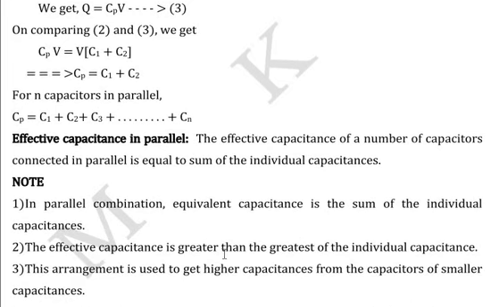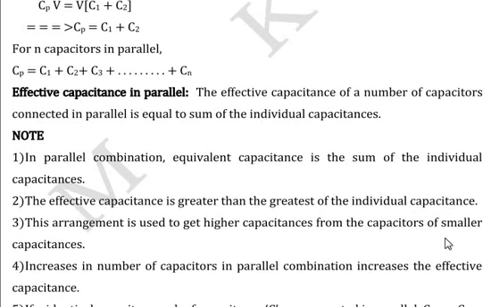The effective capacitance will always be greater than the greatest of the individual capacitances. That means, let us suppose I have 3 capacitors of capacitances 1 farad, 2 farad, 3 farad. So highest is 3 farad. Now if I connect them in parallel, the effective capacitance will be 1 plus 2 plus 3, which is 6, which is greater than the greatest of the capacitances, 3. So the effective capacitance is always greater than the greatest of the individual capacitances when connected in parallel.